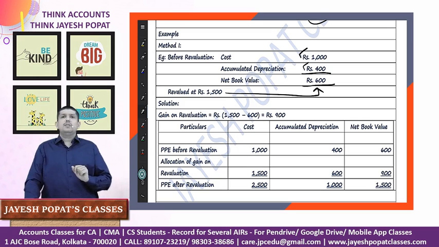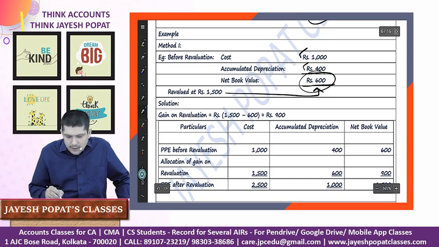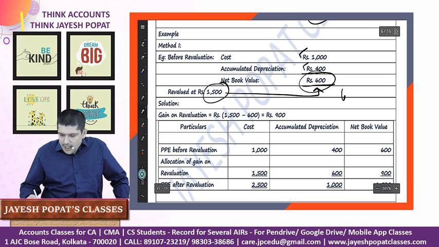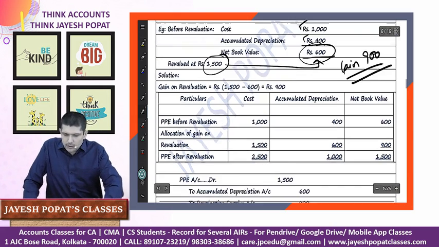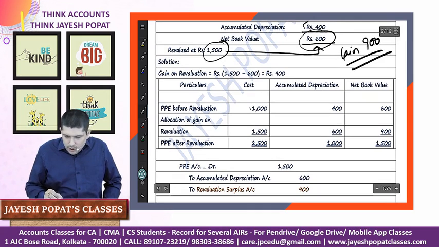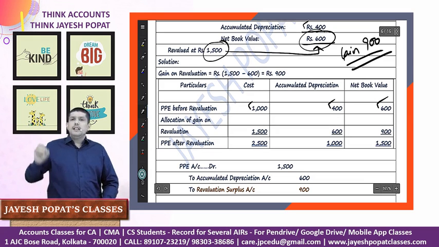There are 2 ways in which you can do an adjustment. First of all, the net book value is 600 and the revalued amount is 1500. So therefore there is a gain. There is a revaluation gain to the extent of 900 which you need to recognize. How will you do the accounting for this? Before your revaluation, the cost is 1000, accumulated depreciation is 400, and your net book value is 600.